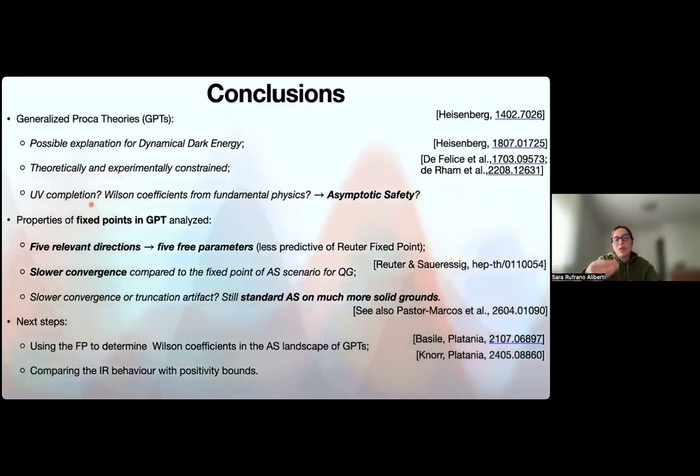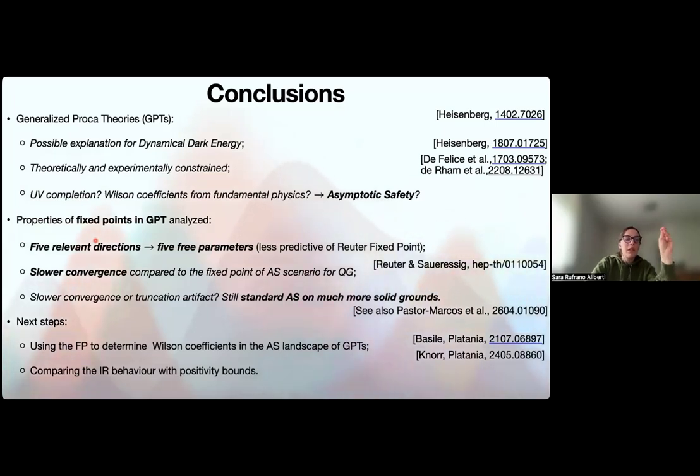In order to tackle all these questions, we first tried to answer the first one, investigating if these theories admit ultraviolet completion. And actually we found a candidate, the main Proca fixed point, which is, for the maximal truncation, characterized by 5 relevant directions, which means 5 free parameters to constrain. Of course, looking at this fixed point, these theories are less predictive compared to the Reuter fixed point.